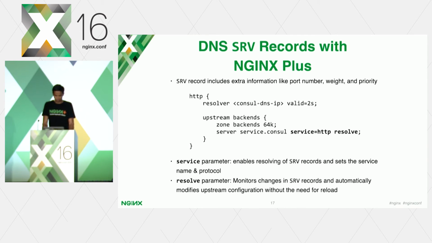Then there's this upstream group named backends, which again has a zone directive of size 64K and a server directive pointing to the domain name service.consul. And the key parameter here is the service parameter, which enables the resolving of the SRV records. So in this case, it's HTTP, telling NGINX Plus to query the SRV records for the HTTP service. And then the resolve parameter monitors the changes in these SRV records and automatically modifies the upstream configuration without the need of a reload.